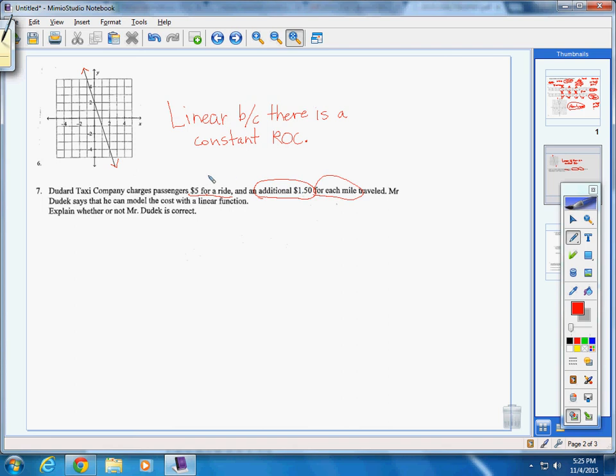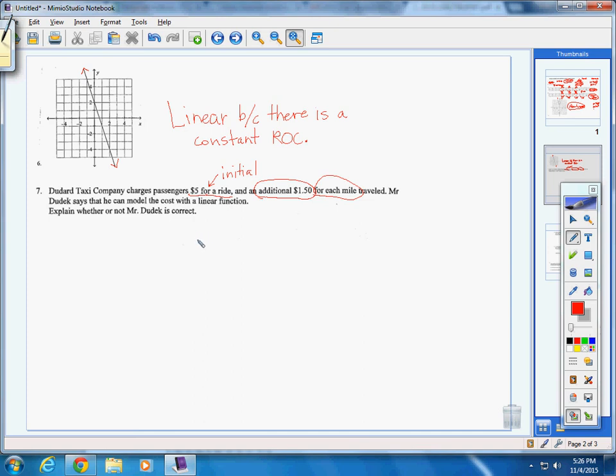So, I need you to look at what information you're given and think. Do we have an initial value? Well, if someone decides to take Dudered Taxi Company and they step foot in the taxi, they're going to have to pay $5 before they go anywhere. So your initial payment, or your upfront cost, is $5. Then, if you go 1 mile, you're going to pay $1.50 more. If you go 2 miles, you're going to pay $1.50 plus $1.50, or $3 more. If you go 3 miles, you're going to pay $1.50 plus $1.50 plus $1.50 more, or $4.50 more.